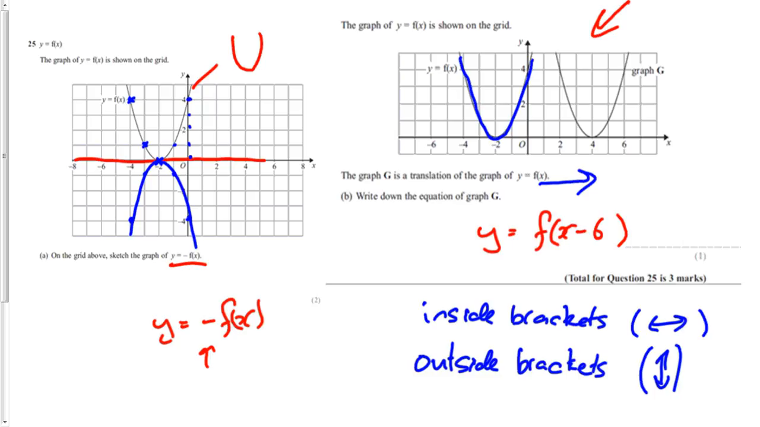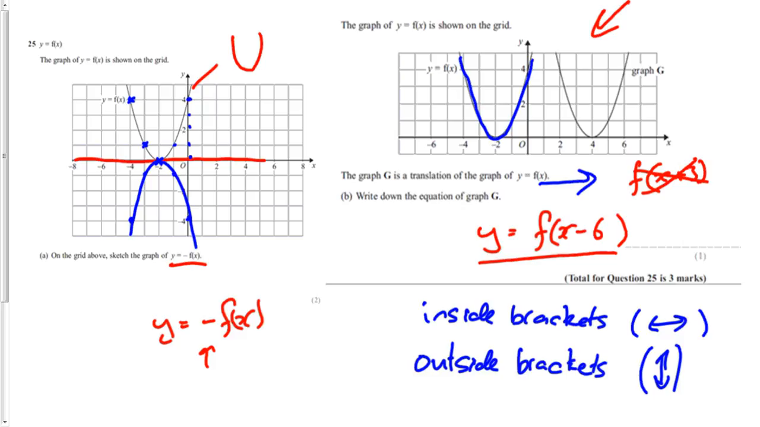Inside the brackets is always back to front. So if it's been moved to the right, by 6, we say minus 6. If it's been moved to the left by 3, we say y equals f of x plus 3. It's been moved to the right by 6, so therefore it's going to be y equals f of x minus 6.